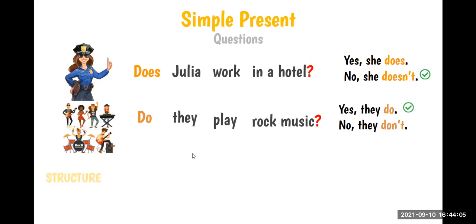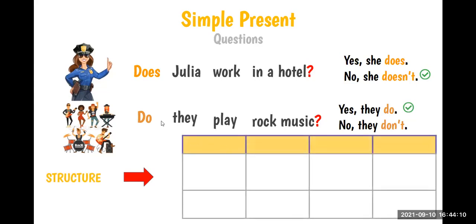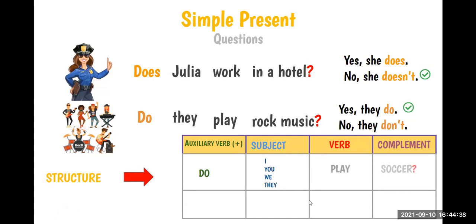So let's check the structure for the question form, okay? So we need first the auxiliary verb, but the affirmative form, right? After the auxiliary verb, we need the subject, then the verb, and after the verb, the complement. Very good. So here we have do for I, you, we, and they. Then the verb and the complement.